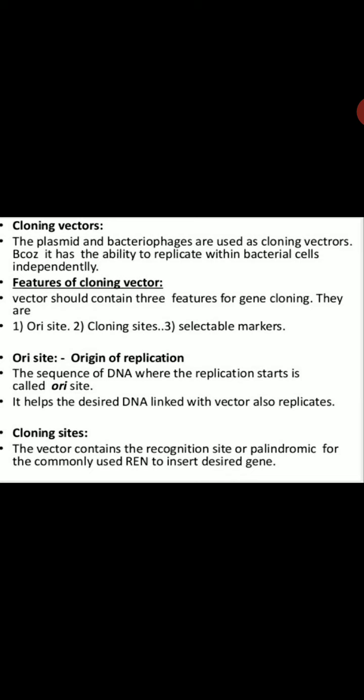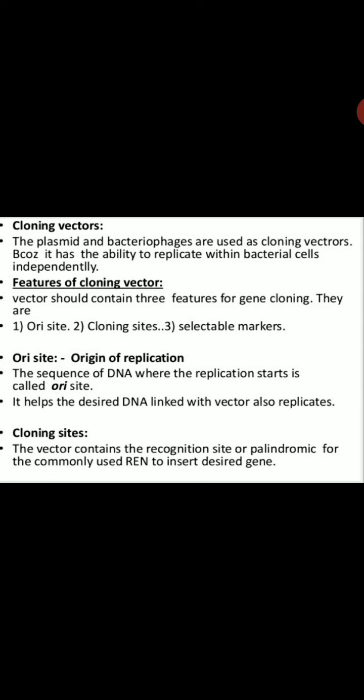Features of a cloning vector. A vector should contain three features for gene cloning. They are ORI, meaning origin of replication, cloning site, and selectable marker. Selectable marker means that particular piece of gene which is going to be separated or changed. Origin of replication is the sequence of DNA where the replication starts; it is called the ORI site. It helps the desired DNA linked with the vector to also replicate.